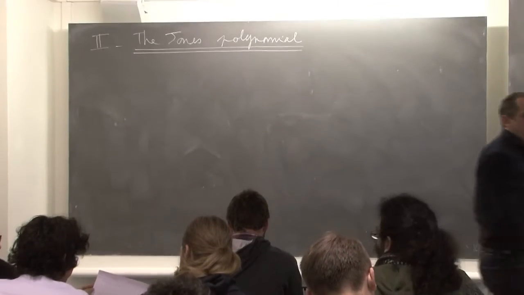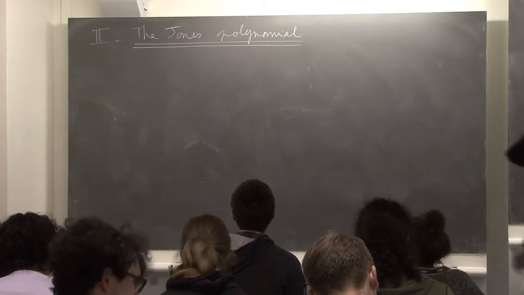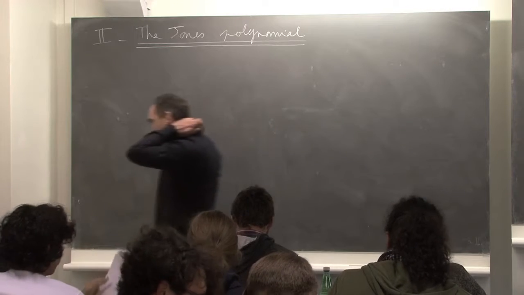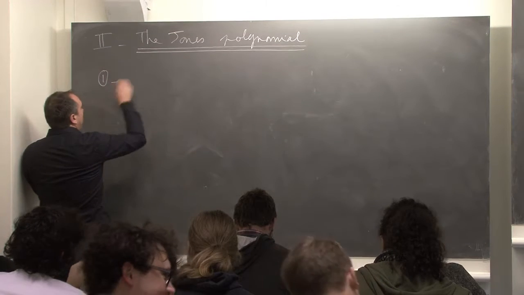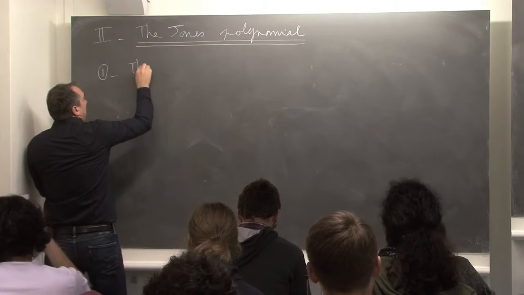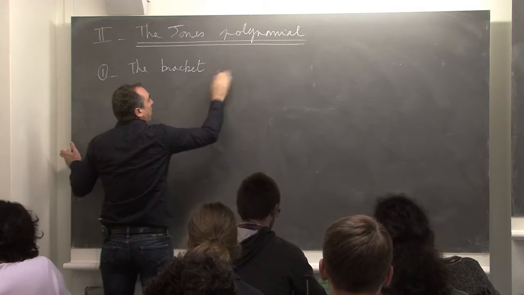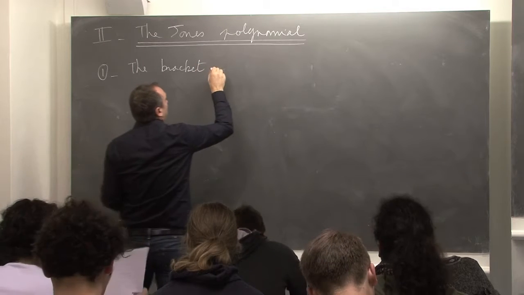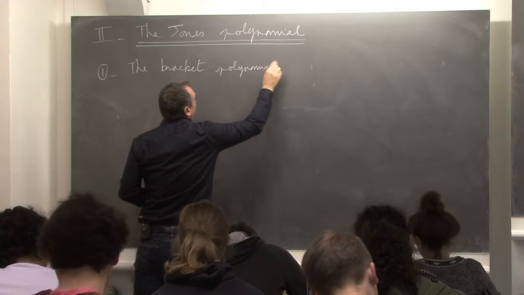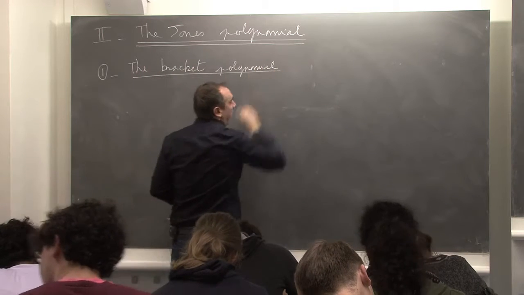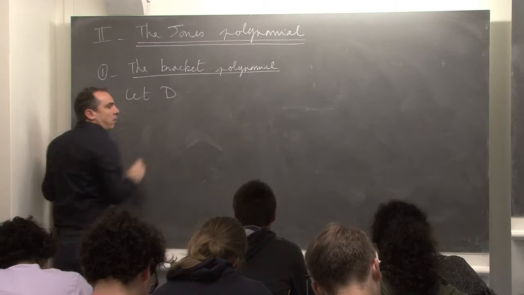So the goal is to define an isotopy invariant of oriented links, which is a Laurent polynomial. So we begin by defining what is called the bracket polynomial. The bracket polynomial. Okay, so consider a link diagram D.